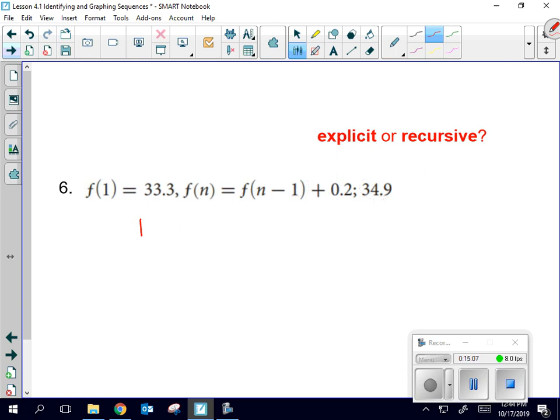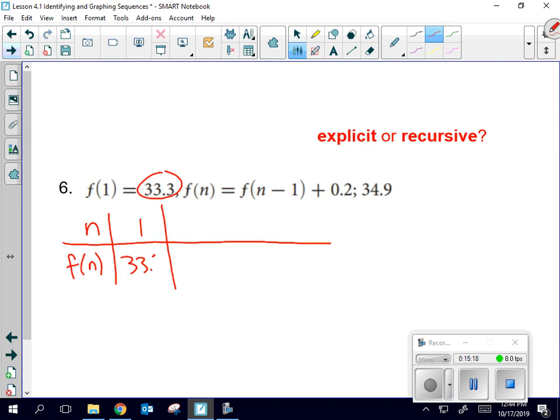Let's make a table. You can write this down. We know the first term because they gave it to us. So the second term would just be the previous term plus 0.2. So that would be 33.5. I'm just adding 0.2 to it. I would keep going until I get to 34.9. Because it's recursive, I can't just plug things in. I need to do them until I get up to that number. So it's a pain in that way. So I just keep adding 0.2.